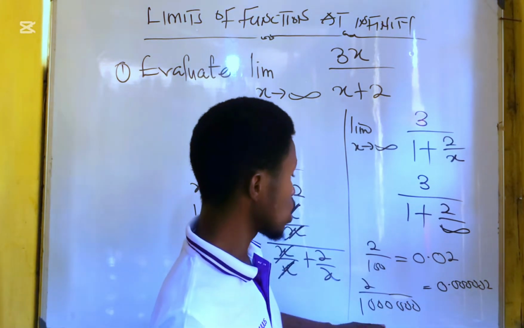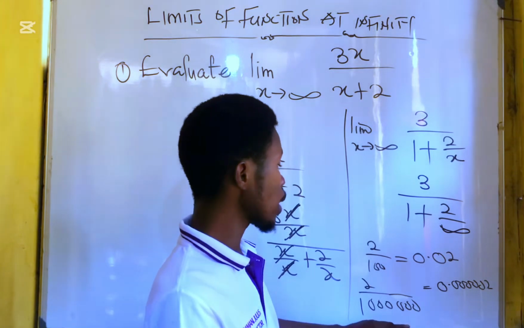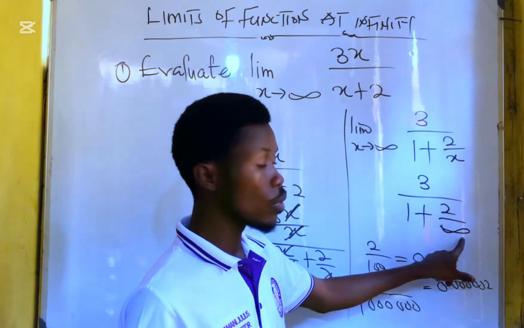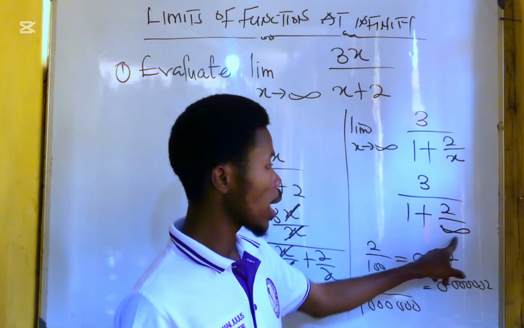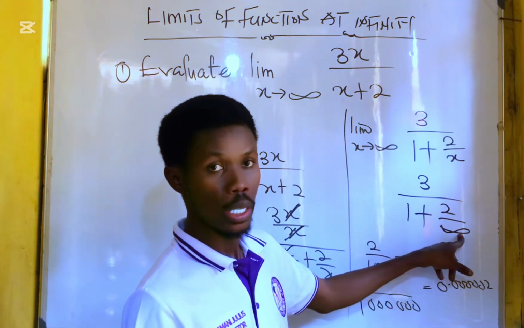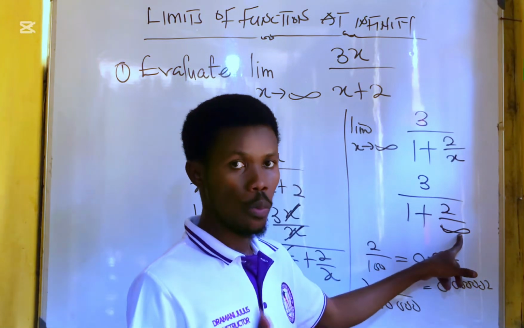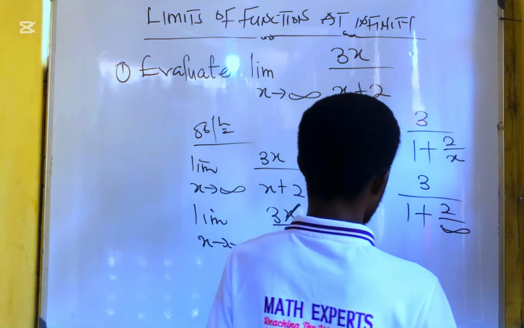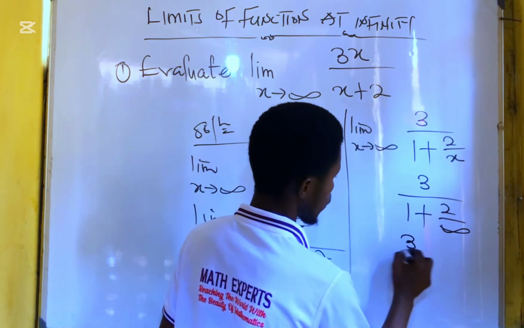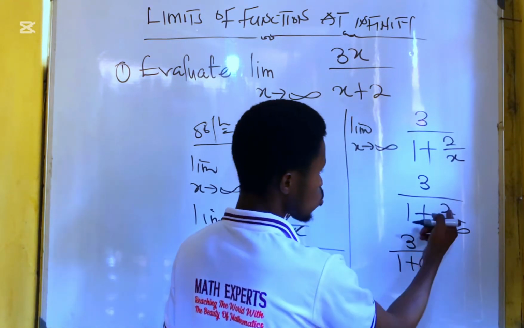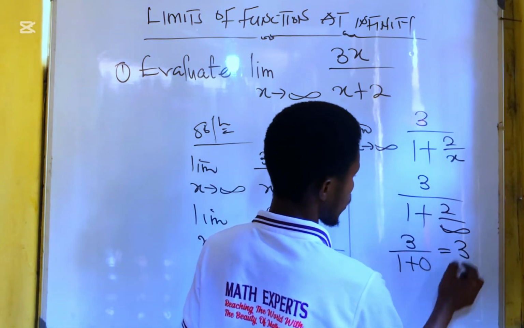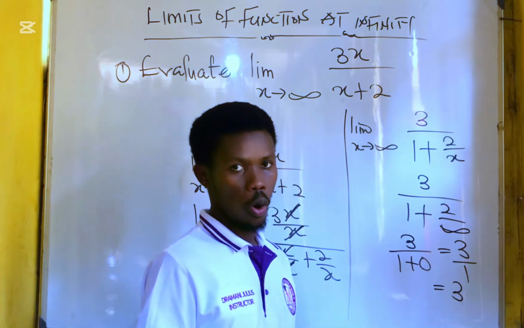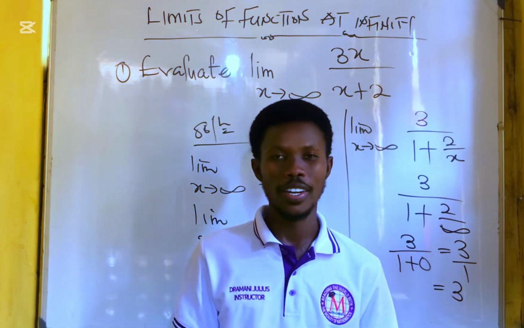So when the denominator keeps on increasing, what happens? The number will be approaching what? 0. So we say that 2 over infinity is 0. So 2 over, or any number over infinity will give you 0. I hope it is clear. Very good. So here, what it means is that I'm going to have 3 over 1 plus 0, since 2 over infinity gives you 0, which is 3 over 1. And 3 over 1 is what? 3. I hope it's okay. Very good. Now let's move to another example.